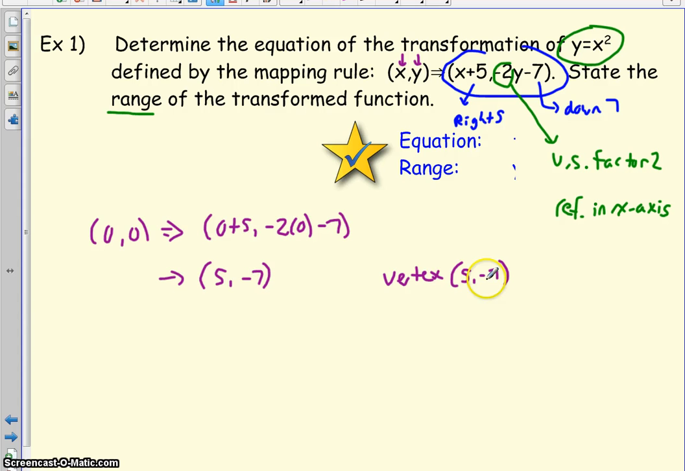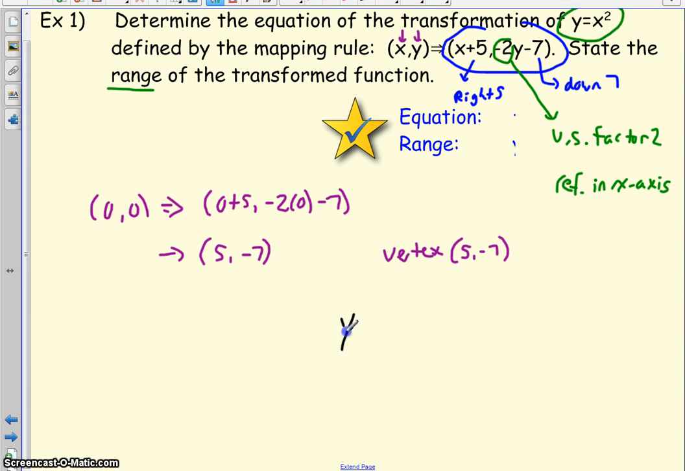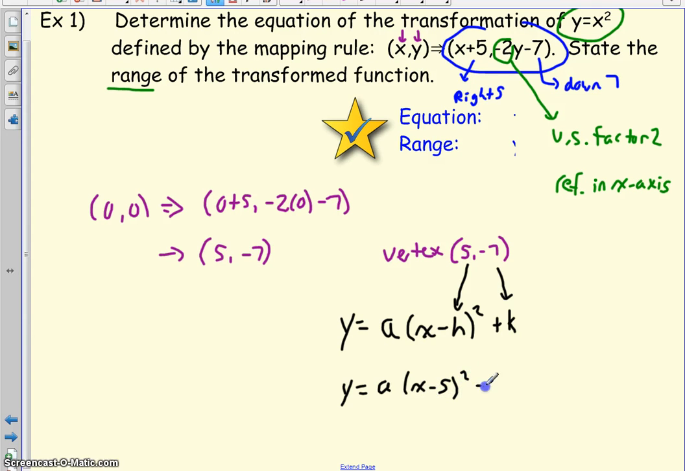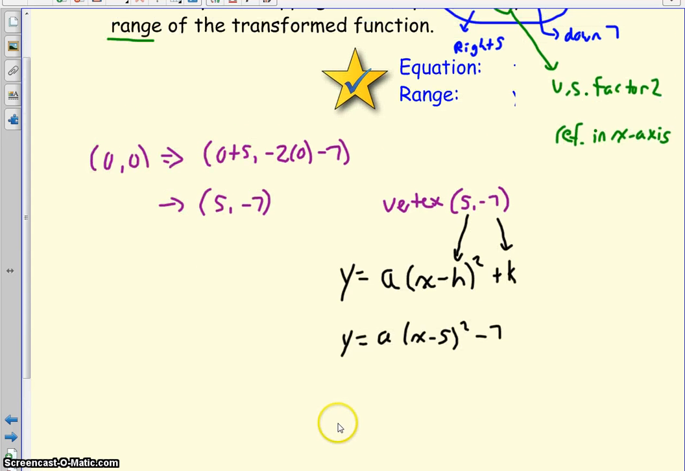Okay, so once I have the vertex, I can actually start creating vertex form. So remember, vertex form is y equals a times bracket x minus h all squared plus k. And again, I know my vertex, so that gives me both my h and my k value. So I have (x - 5) all squared minus 7. The only thing I'm really missing in this equation is my a value.